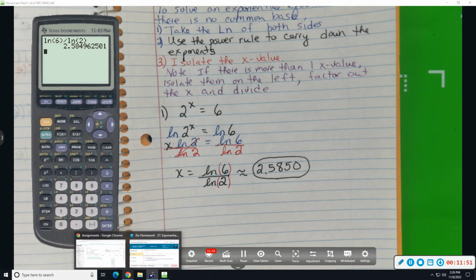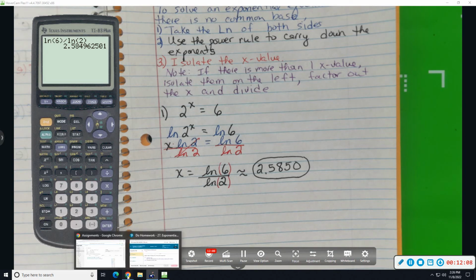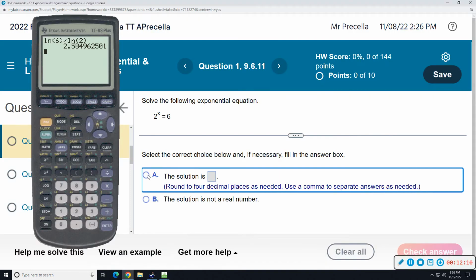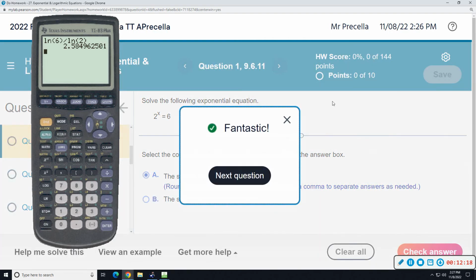Any questions there? Stick ln in front of each side, carry down the exponent, and then it's just a matter of isolating the x, which is 1x, so divide by ln 2. So if I put in 2.5850, check the answer.